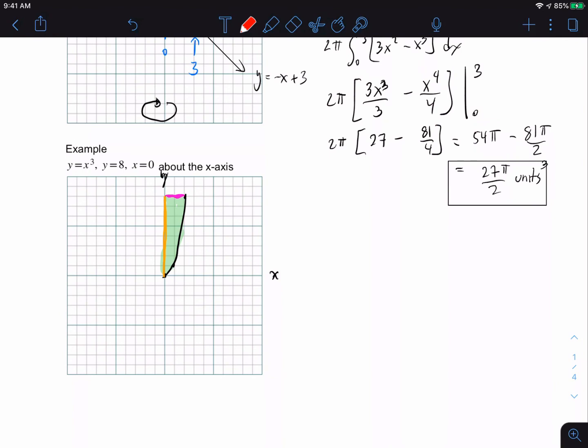Now, the axis of rotation for this one, it says it's about the x-axis, so now we're rotating this way. Okay? And since we're rotating about the x-axis, which is horizontal, that tells us that we have to have a horizontal slice. So our slice here is going to be somewhere this way. Okay. So then, since we're doing it with a horizontal slice, what's the variable that we're going to have?